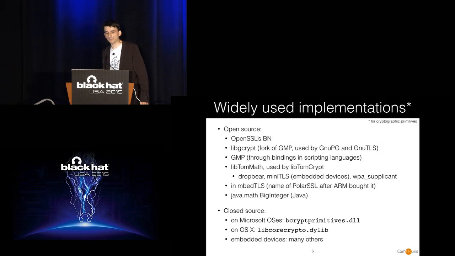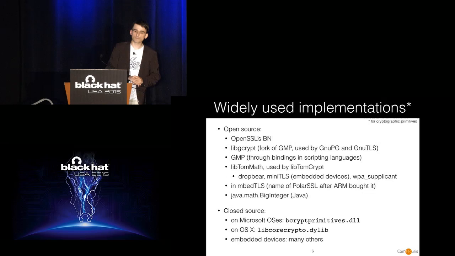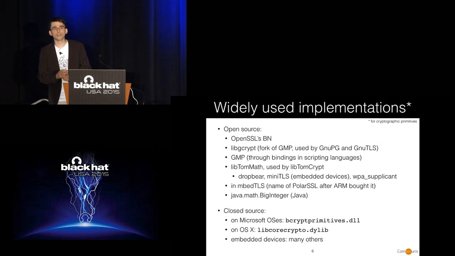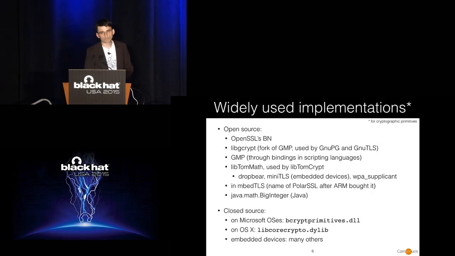So what are widely used implementations? Obviously OpenSSL's BigNum is probably the most widely used one. Then we have libgcrypt, which is a very early fork of GMP, that is used in GNU-PG and GNU-TLS. Then we have GMP, which most people don't realize is a problem if it has bugs, but it is exposed in a lot of scripting languages that have bindings for GMP, and people actually write homegrown crypto using those bindings.